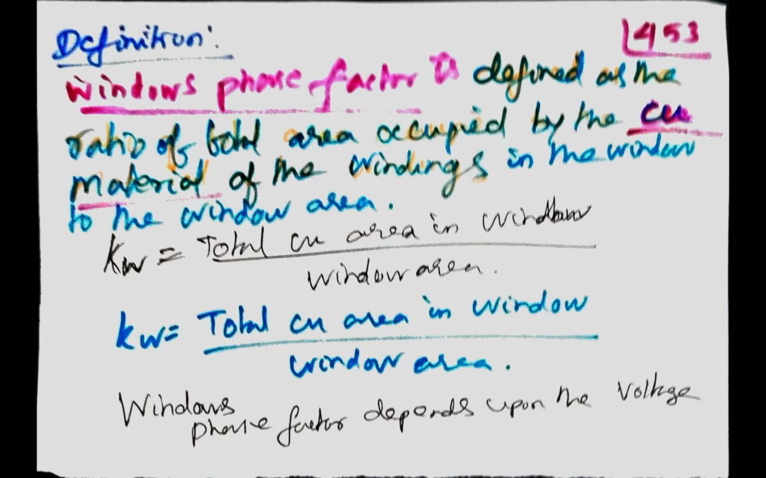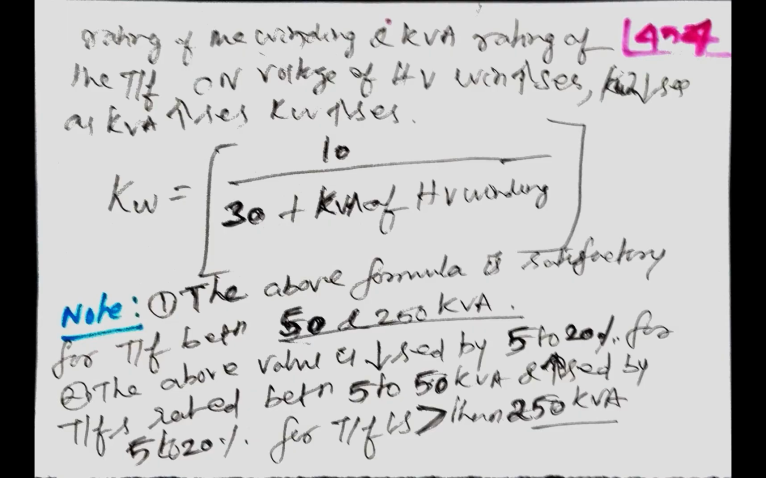Definition: window space factor is defined as the ratio of total area occupied by the copper material of the windings in the window to the window area. That is, Kw is equal to total copper area in window divided by window area. Window space factor depends upon the voltage ratings of the winding and kVA rating of the transformer.